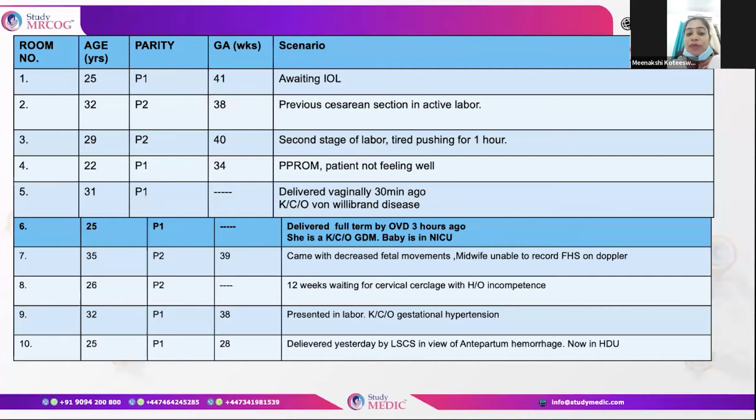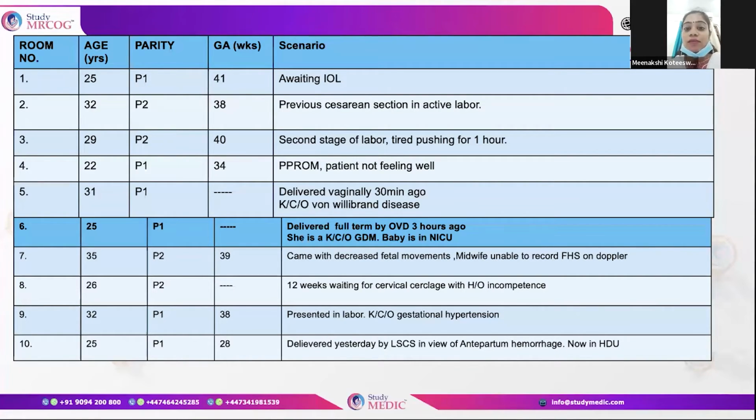The next is room number 6, who was delivered full term by operative vaginal delivery 3 hours ago. And she's a known case of gestational diabetes, and the baby is in NICU. So since she was delivered 3 hours ago, I would like to go and check about the general condition, her observations. Is there any PV bleed, and whether she's able to take orals, whether she has passed urine or not. And I would like to know about her sugar levels as well postnatally. And then I would want to inquire about why the baby is in NICU.